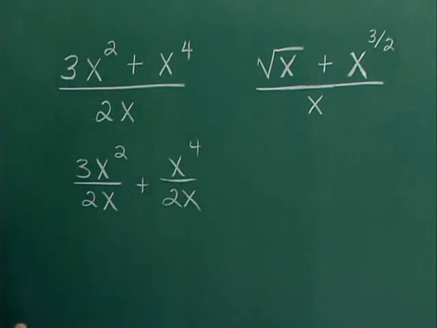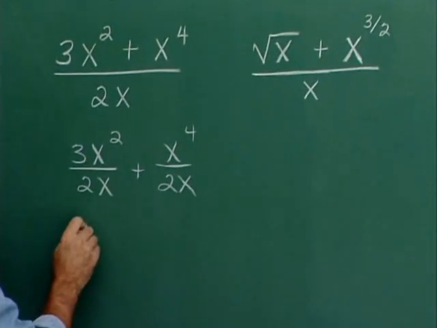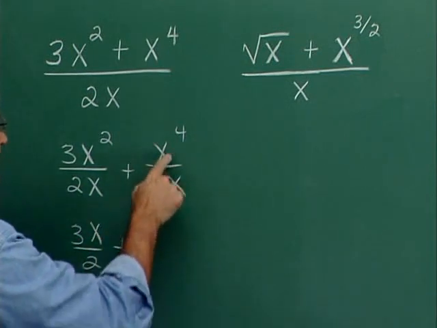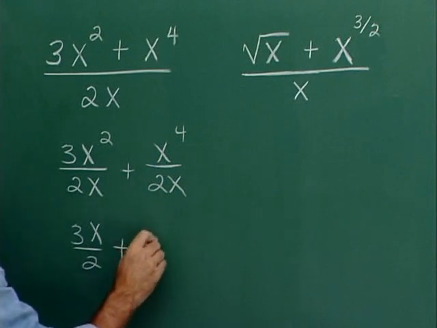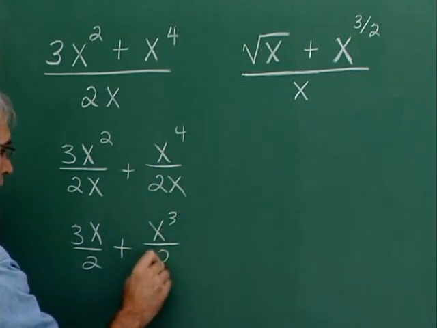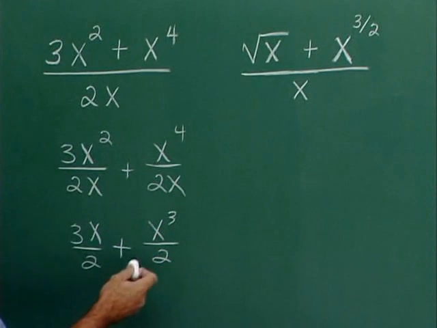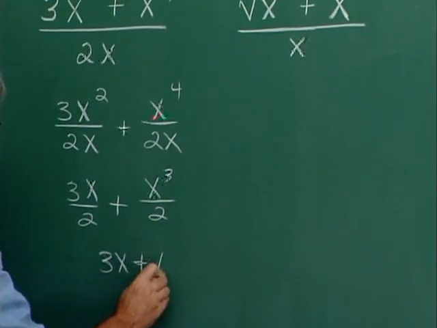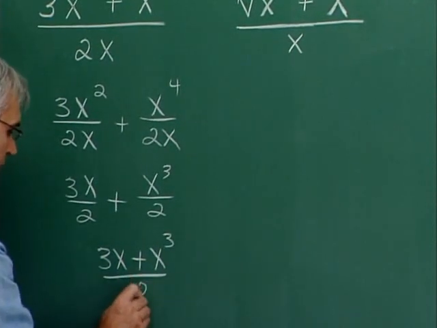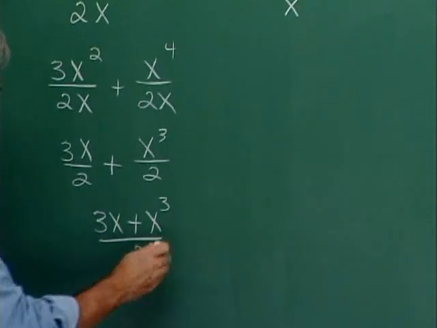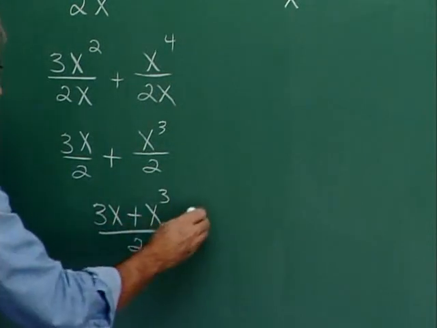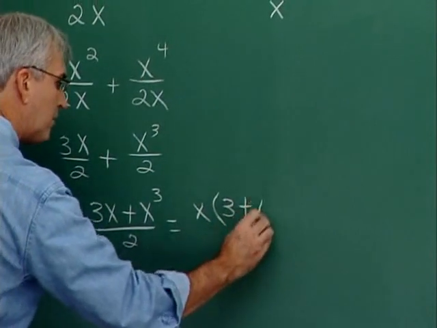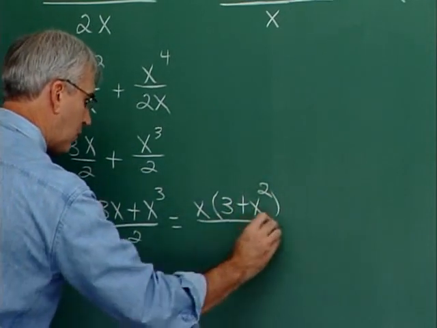Now, the x's would cancel here, leaving us with 3x over 2. The x here cancels with one of the x's up here, leaving us with x cubed over 2. Oh, happy day, we have common denominators here, so we could write this as 3x plus x cubed over 2. And then we could factor in the numerator if we want to and write this as, well, let's see, take out an x from each of these 2 terms. We would have x times 3 plus x squared all over 2.